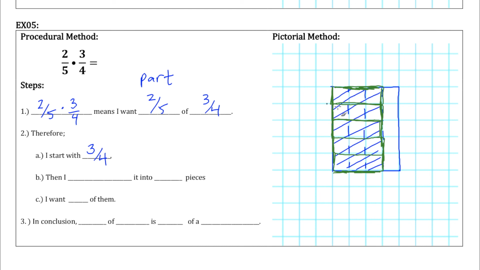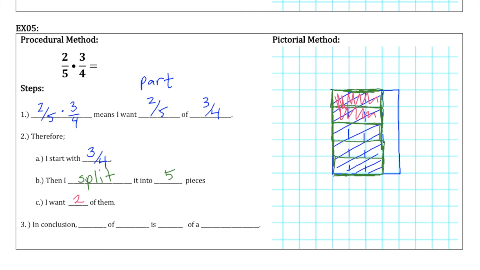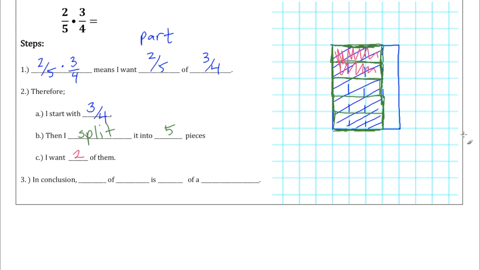So there are 1, 2, 3, 4, 5. I need to shade in 2 out of those. Oh, let me back up, sorry. I forgot to say that I split the 3/4 into 5 pieces. Now I want 2 of those 5 pieces. So I want 1, 2 of those pieces. Let me see what color I use over here to split it. Okay, I kept the green, so I'm going to keep the green. I want 2 out of those 5 pieces.